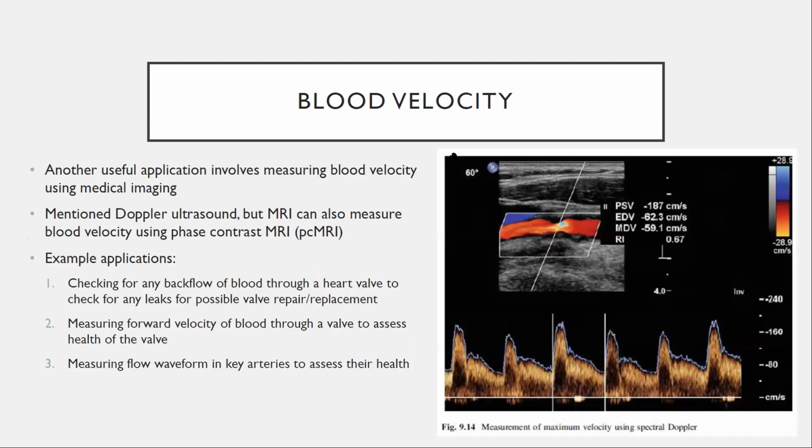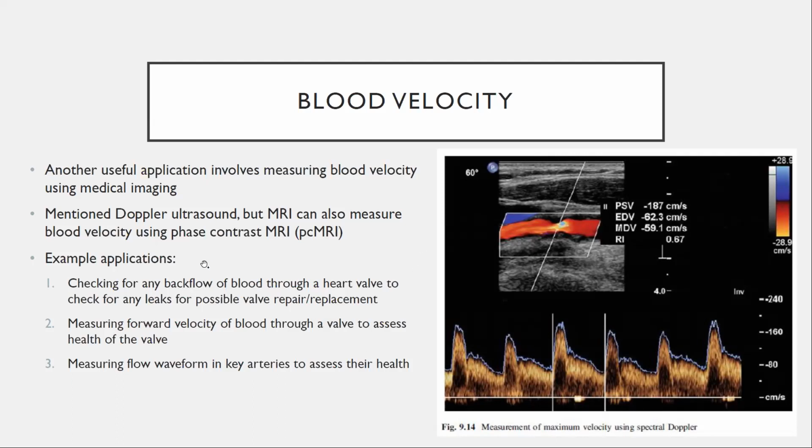Another application that imaging is used for is to measure blood velocity. We talked about Doppler ultrasound before, and that's the primary one, but there are other ways as well. Actually, you can use MRI to measure blood velocity too. That's called PC MRI, or phase contrast MRI, and that's another way to view velocity.